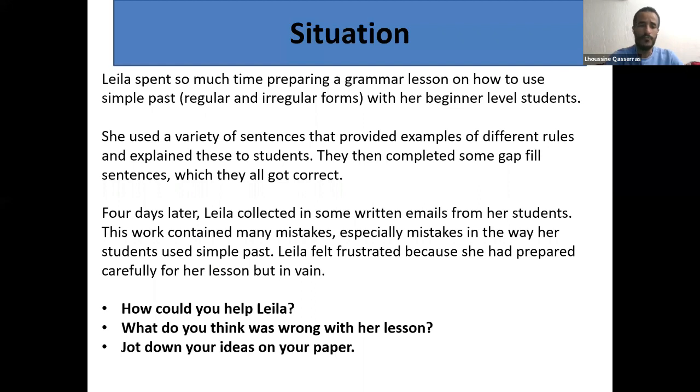Good. Now, for number one, how could you help Layla? Number one, Layla should know that she is not teaching beginner level students. Do you remember last time I said, I am not teaching beginner. I'm teaching what? Do you remember what I said? Can you write in the chat box? I'm teaching what?